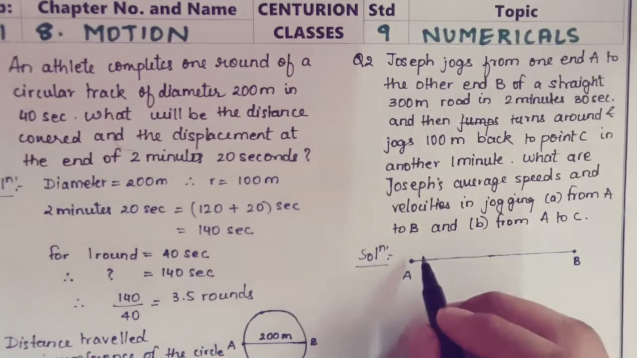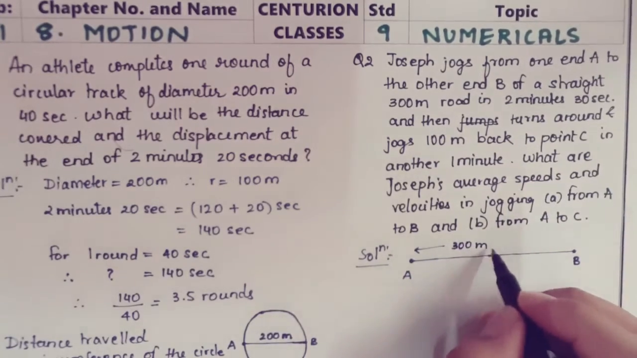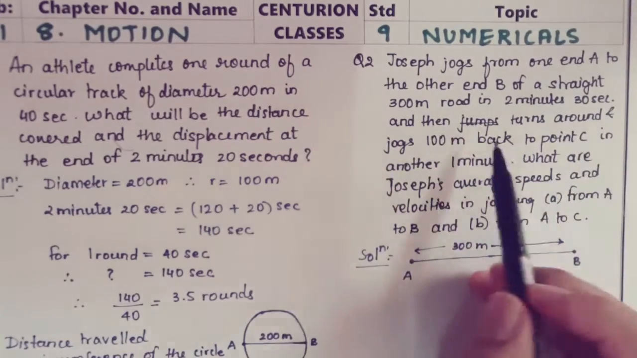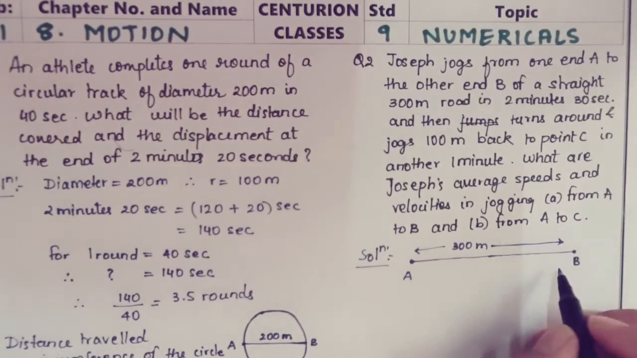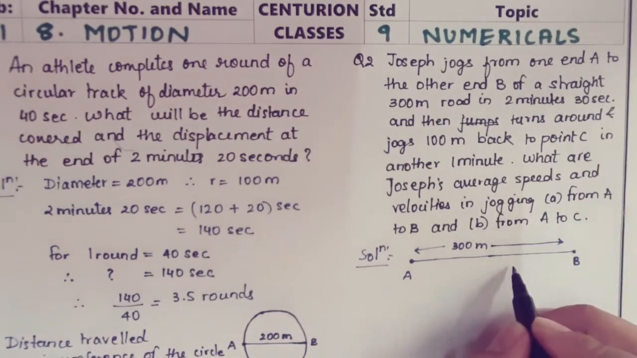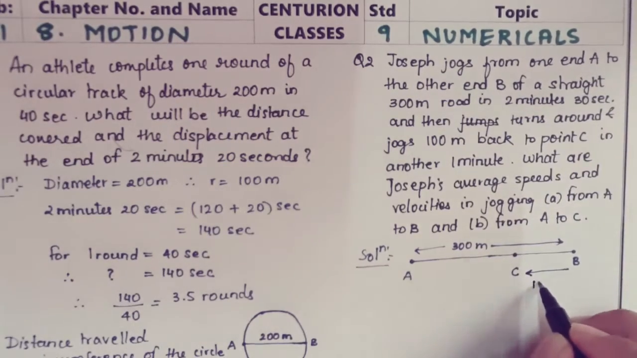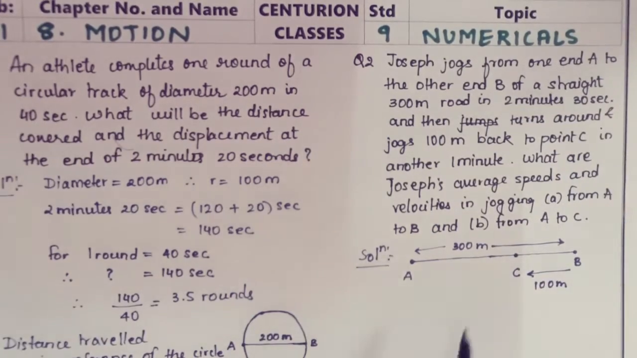So the total distance is 300 meters, this we know. Then Joseph turns around and jogs 100 meters back. That means after reaching point B, he jogs 100 meters in the backward direction. Let's say this is point C and the distance over here is 100 meters. So this is the whole scenario.